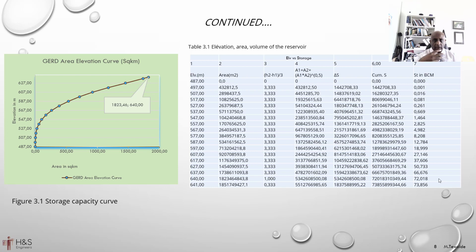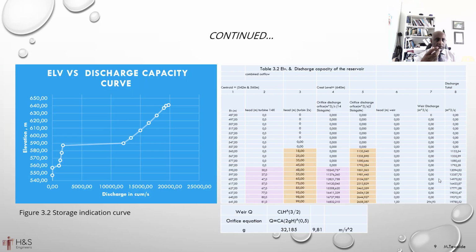this is, if you see HEC-HMS, they use that one, area elevation curve, to do a hydrological analysis. So it's very important to have it as well.